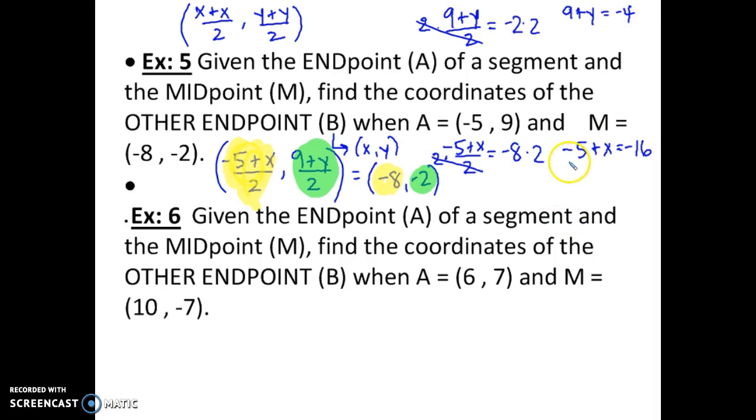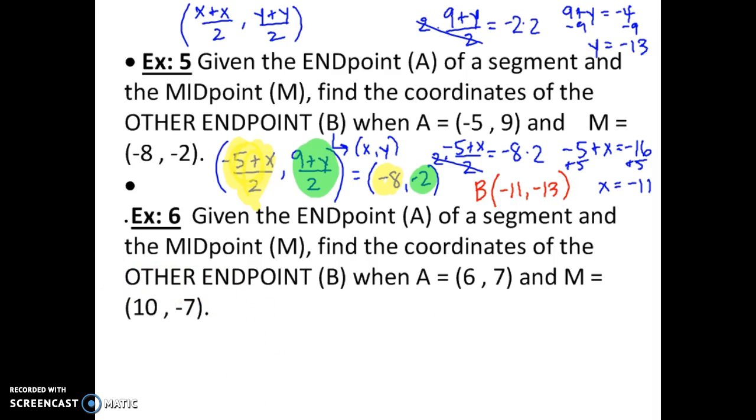Then to get x by itself, I'm going to add the 5 over. So x equals negative 11. And then subtract the 9. So y equals negative 13. So that means the point B is at x negative 11, y negative 13.